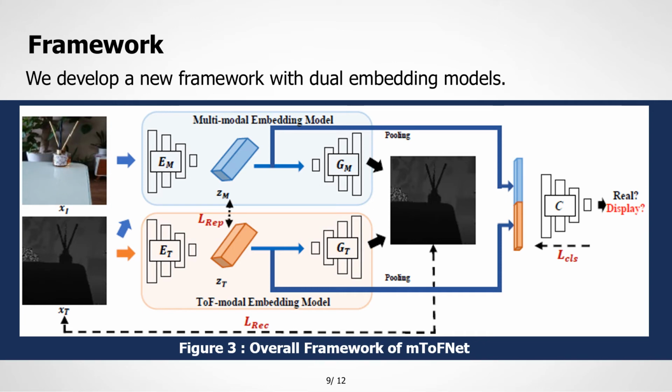Using the real images and their paired ToF maps as the input, the first embedding model is trained to reconstruct the ToF maps. Then, using the sample ToF maps, the second embedding model is trained to reconstruct the identical ToF maps. The representation features from the two embedding models are mapped into the identical feature space, from which the classifier makes the prediction between real and displays.